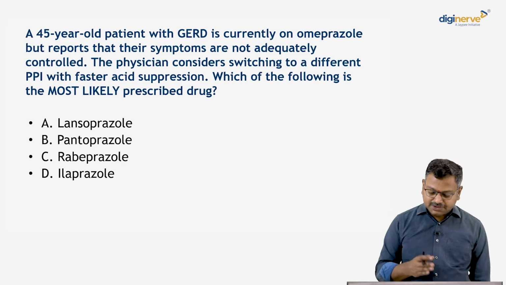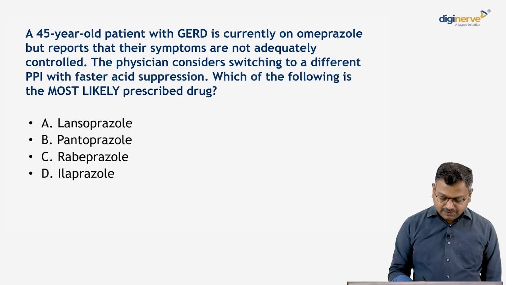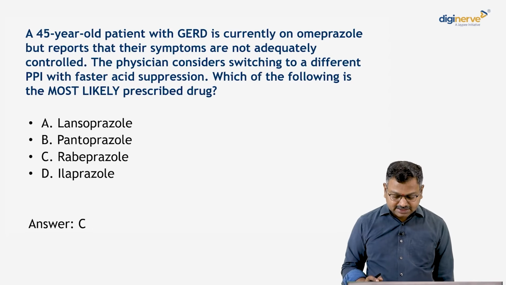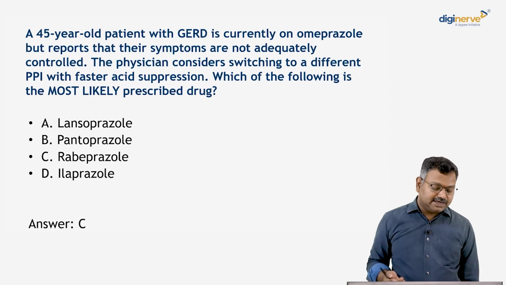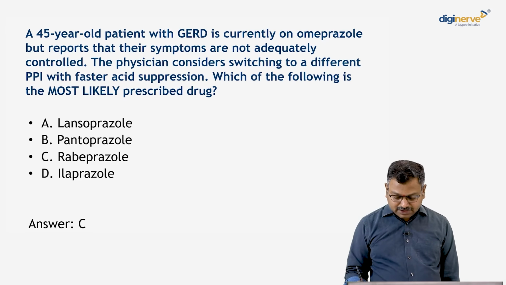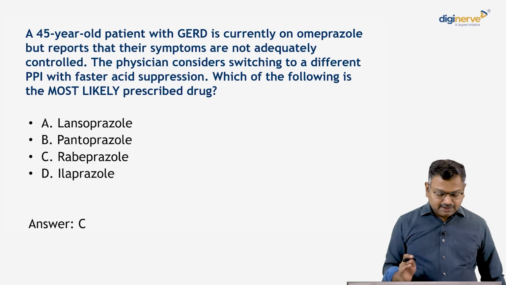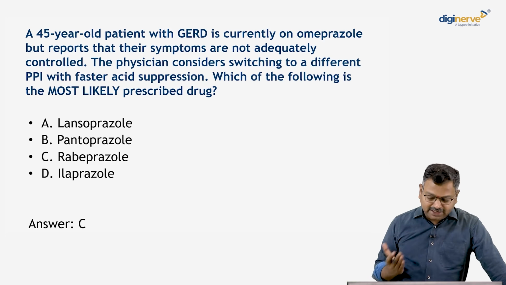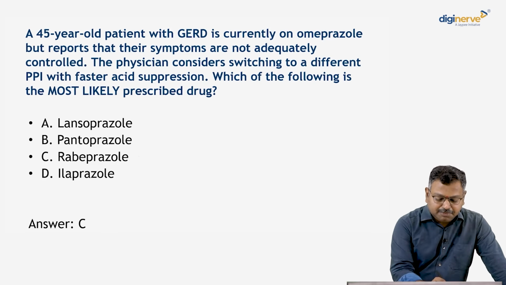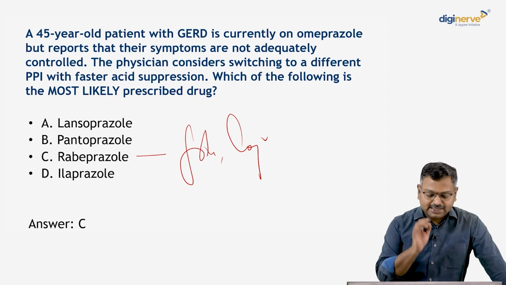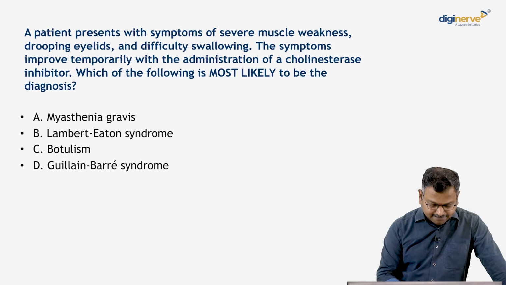Of these prazoles, the best one that you could have is rabeprazole. Rabeprazole has a faster onset of acid suppression and it lasts for a longer time. Compared to omeprazole, lansoprazole and ilaprazole, rabeprazole is the best drug. Lansoprazole and pantoprazole remain in the same category. Ilaprazole has a longer action but not necessarily fast acting. Rabeprazole is fast and long. That is what we have to remember. So that is your answer in this case.